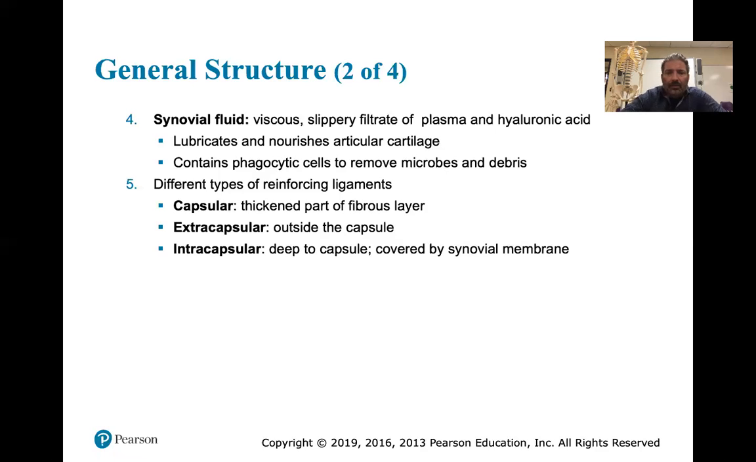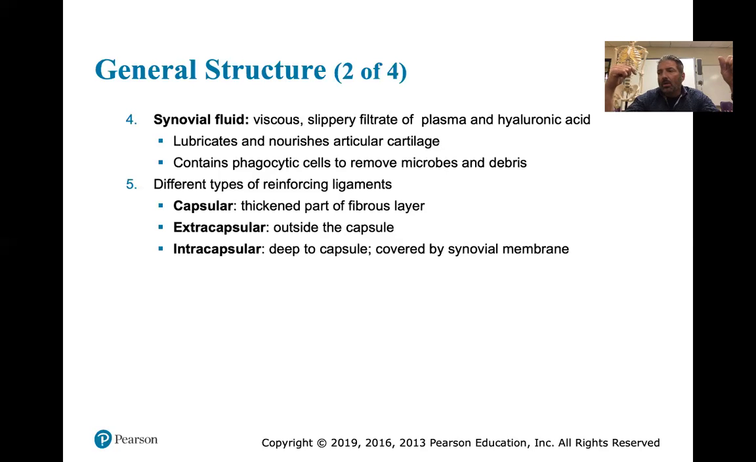They'll go in and just attack it. So, different types of reinforcing ligaments. We have capsular. Think of a capsule on that, all right? A thickened part of the fibrous layer. Extracapsular is always going to be outside or surrounding, and usually, if you're looking at the specimen or patient, extracapsular is going to be more superficial as opposed to deep. And intra always means the inside. So the intra is going to be deep to the capsule, or the inside, and the capsule and extracapsular are going to be on the outside.